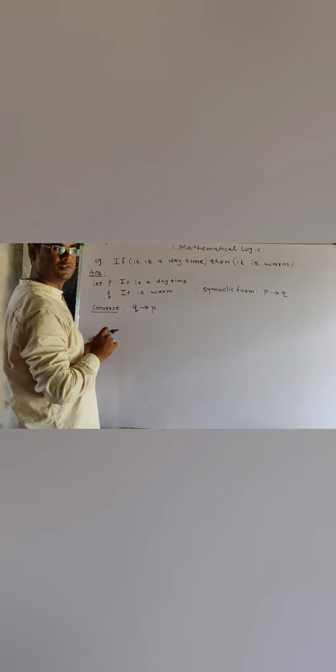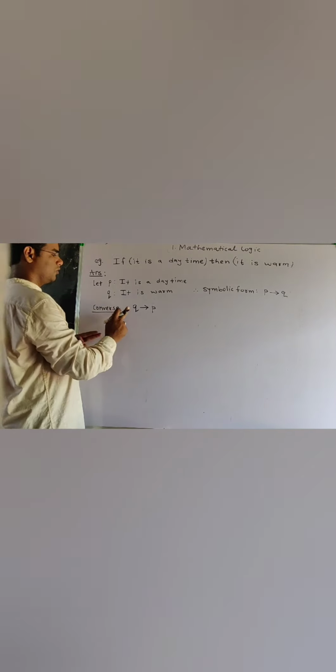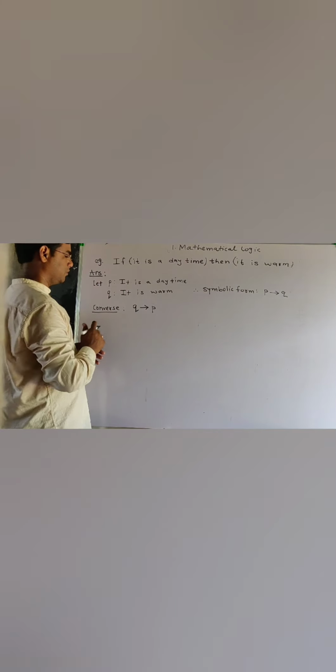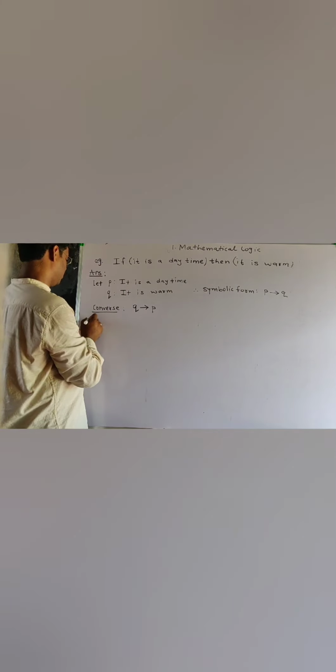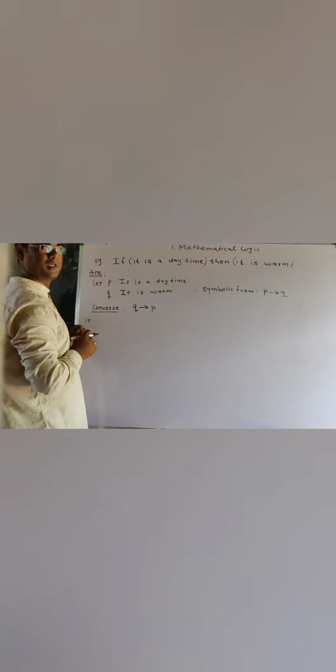So how to write the converse? If you interchange the position of P and Q, then Q implies P is known as the converse of the given conditional statement. In verbal form, Q implies P means you write Q first and then P. Interchange the position of P and Q.